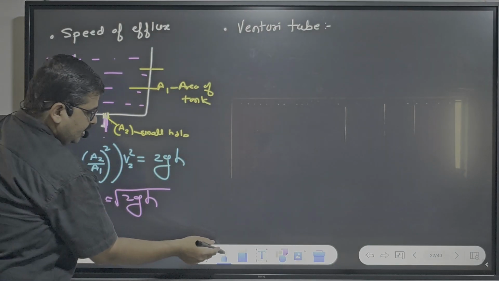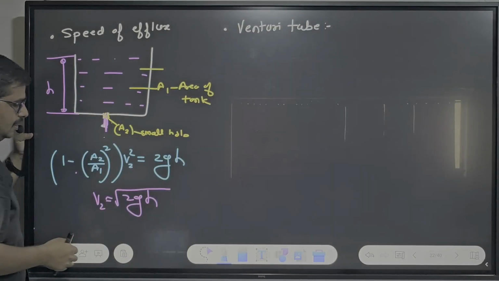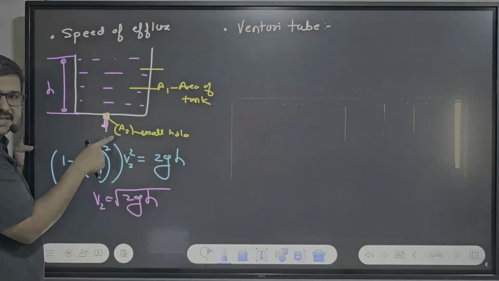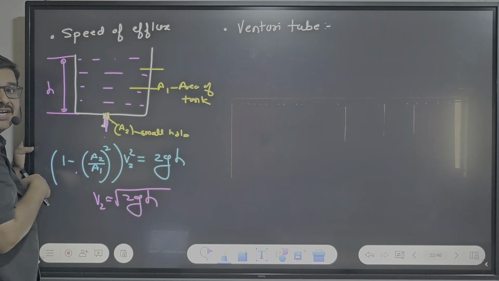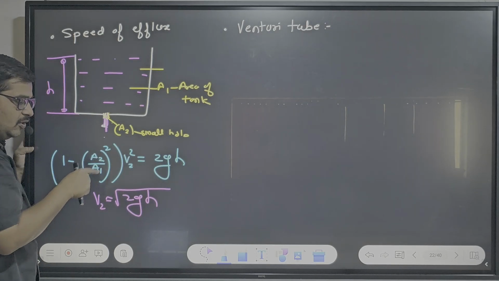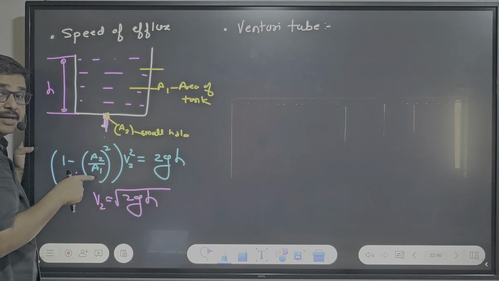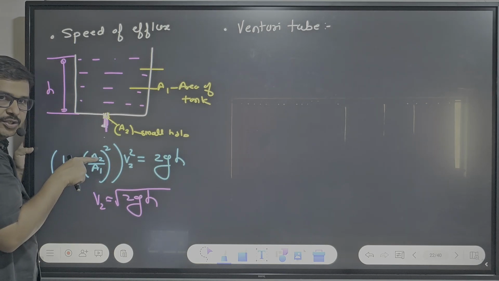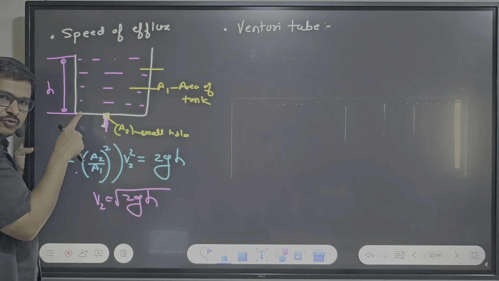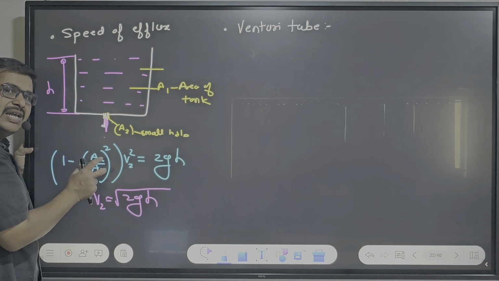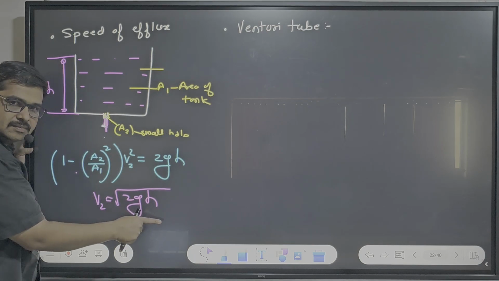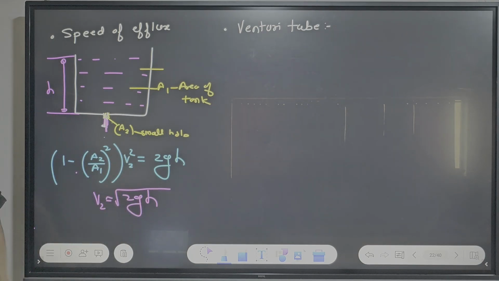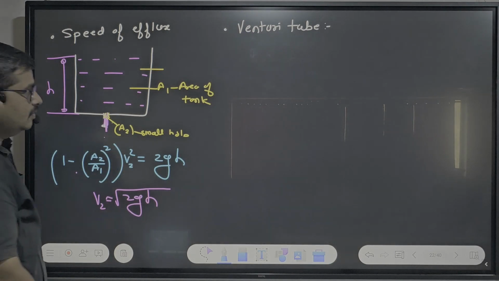Correct. Just for understanding, consider that this a2 is the area, suppose this is only 4 meter square and this one is 400 meter square. So 4 upon 400 becomes 1 by 100, which is 10 raised to minus 2. The square of minus 2 is minus 4. Means this ratio is very, very small, so approximately this value becomes 1. Any doubt? Next, Venturi tube.